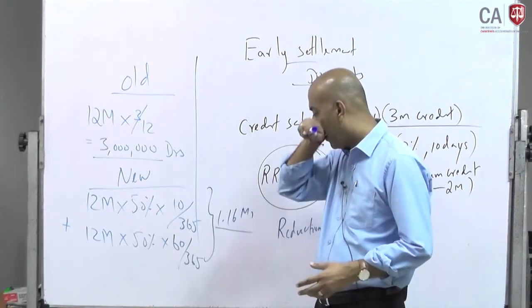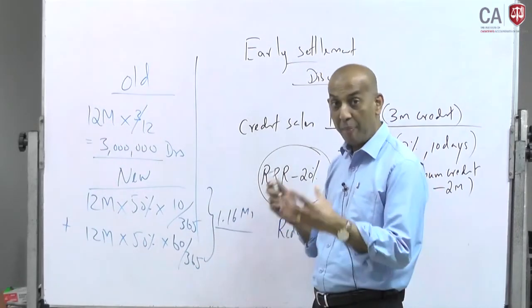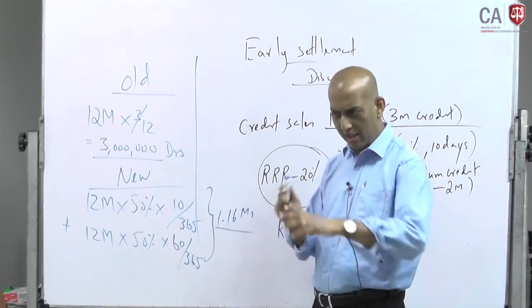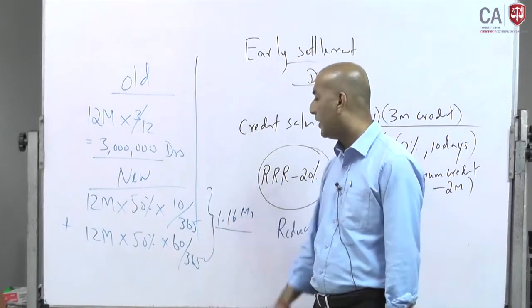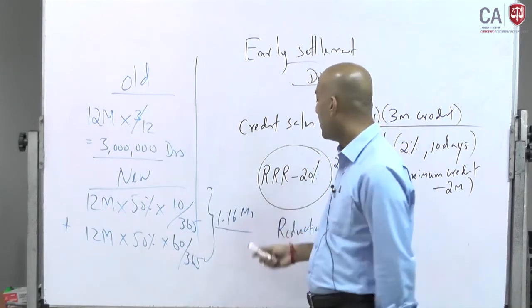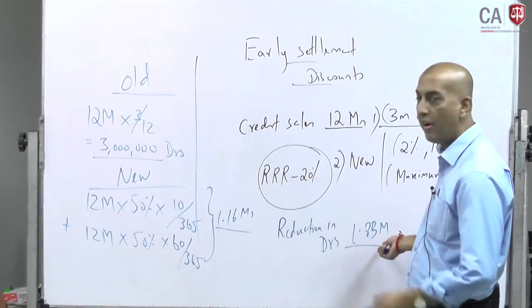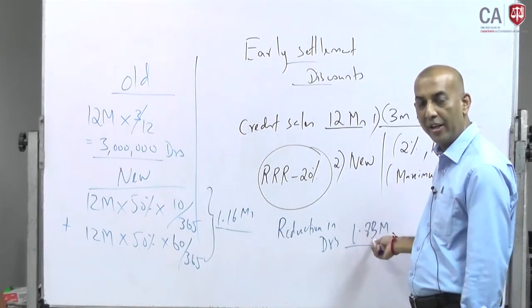There are two types of debtors. One is 10 days debtors, that is 10 days time they are paying, so 10 days outstanding. 50% of customers will take only 10 days. The other 50% will take 2 months to pay the outstanding. So their outstanding total will be 1.16 million. So your reduction in debtors is 1.8 million.